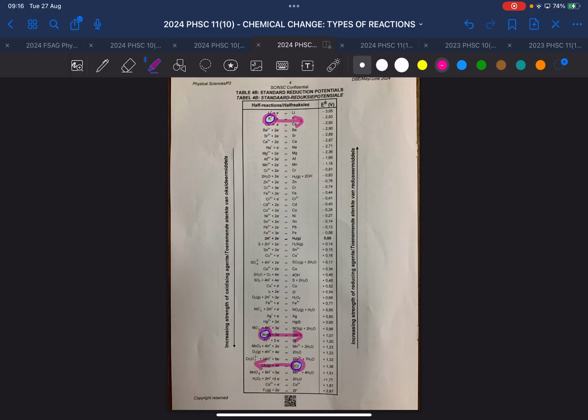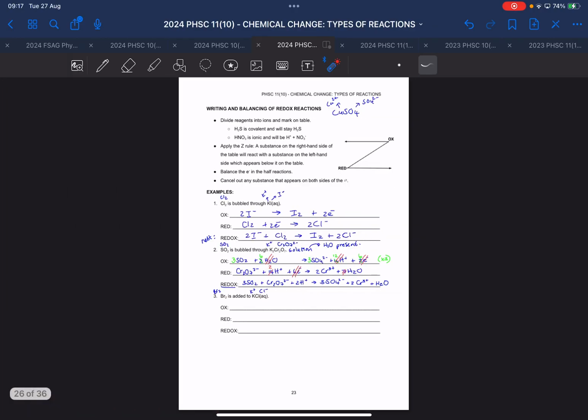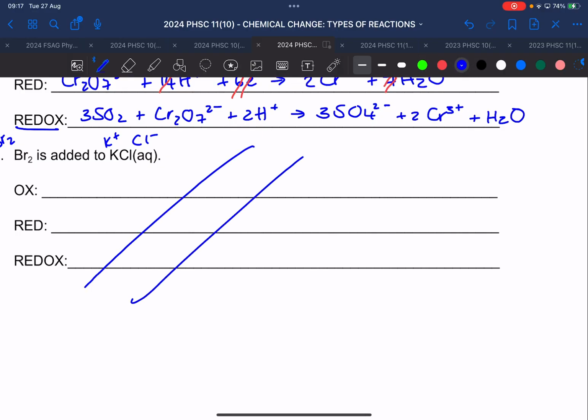You found them? Right. Is there a way that we can draw our Z? Like this will not work. This is not a Z. It's a S. This will not work. It's also an S. So there's no way that we can draw a Z. So because there's no way that we can draw a Z, it means this reaction does not take place.